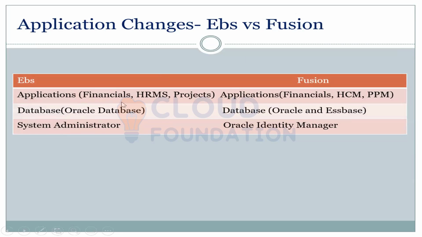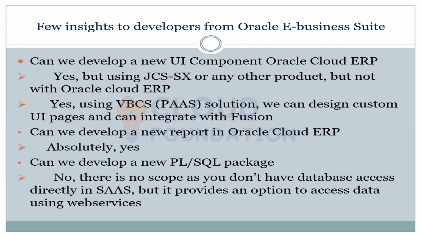Okay. Applications in EBS versus Fusion. In EBS, we have financials, HRMS, projects. In Fusion, we have financials, HCM, and PPM. In EBS, we have Oracle database. In Oracle Fusion, we have Oracle database and Essbase. In EBS, we have system administrator. In Fusion, we have Oracle Identity Manager. So this is the way the application changes between EBS and Fusion.